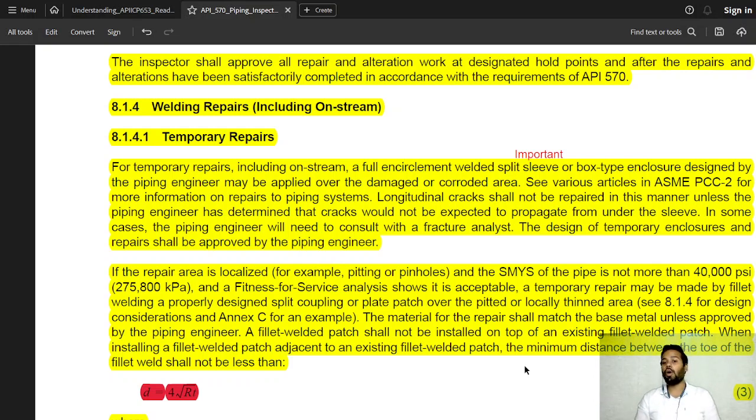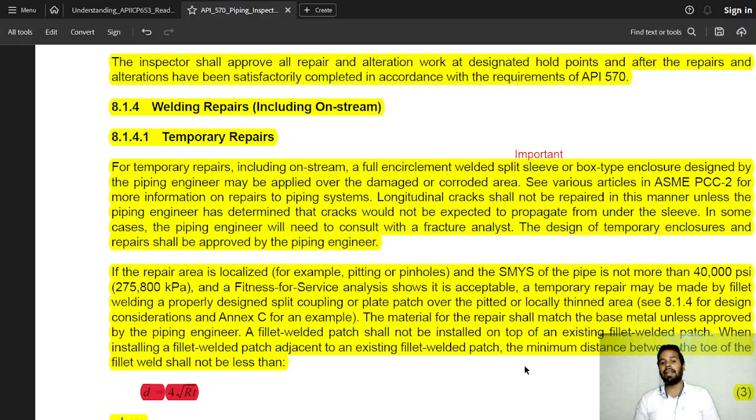Longitudinal cracks shall not be repaired in this manner unless the piping engineer has determined that the cracks would not be expected to propagate from under the sleeve. In some cases, the piping engineer needs to consult the fracture analyst. The design of the temporary enclosures and repair shall be approved by the piping engineer.